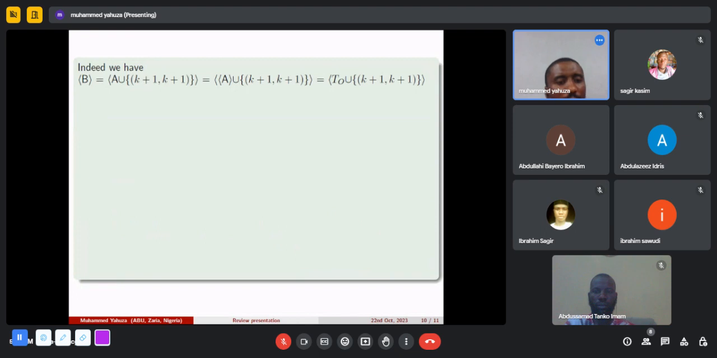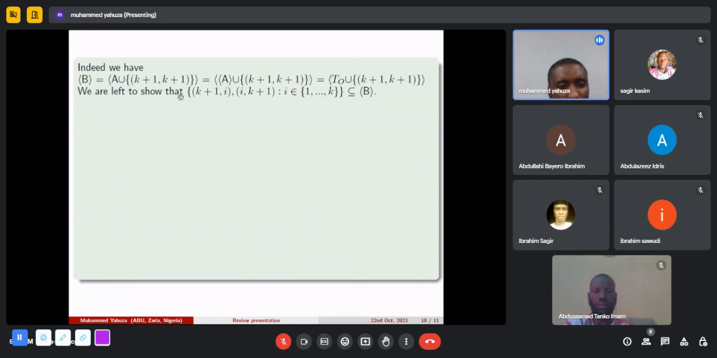Now, indeed, we have B equals A union this, that is, B is being generated by A union (k+1, k+1). And by equality, we have this where T0 is generated by A. So we can replace this A with T0 union (k+1, k+1). And now we are left to show that (i, k+1) such that i is coming from 1 to k is a subset of this generating set.